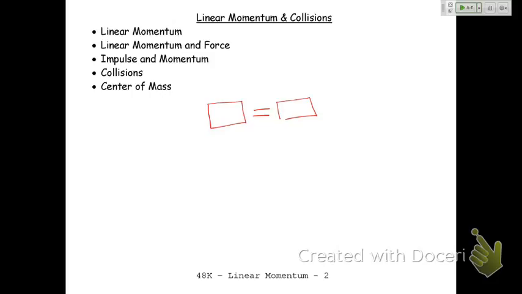And for collisions, it's not obvious what is the same or unchanged from the beginning to the end. It turns out that what is unchanged from the beginning to the end is the momentum. So it's a really useful thing.